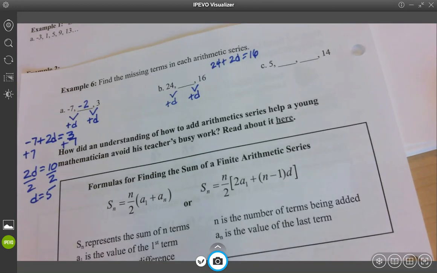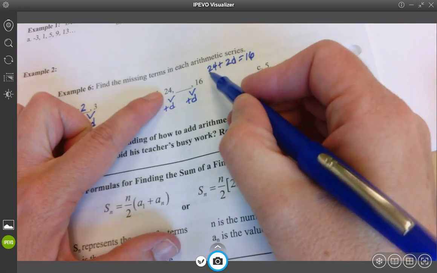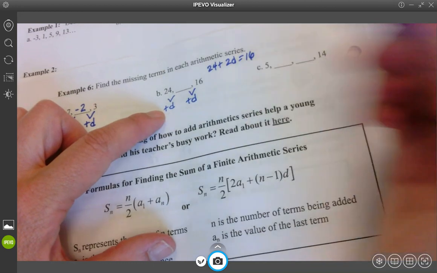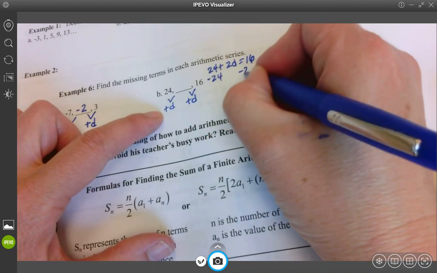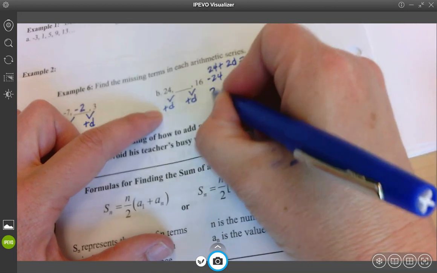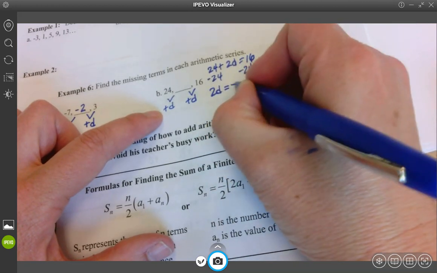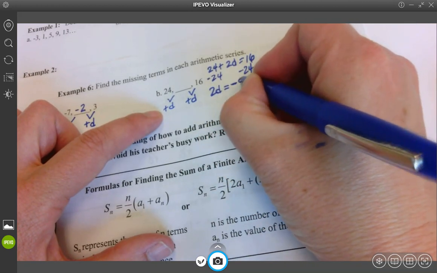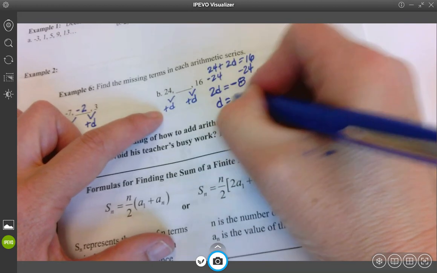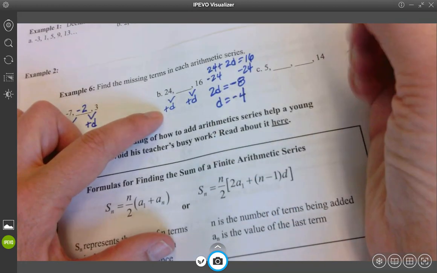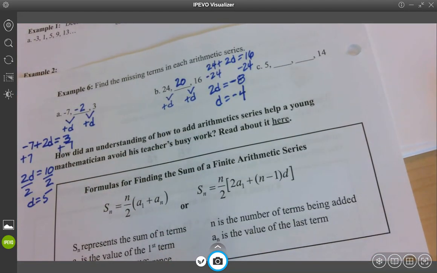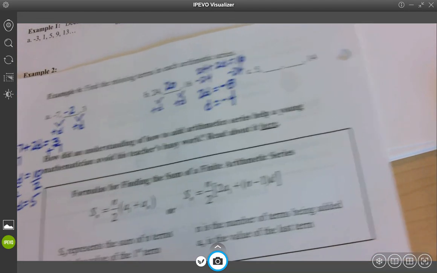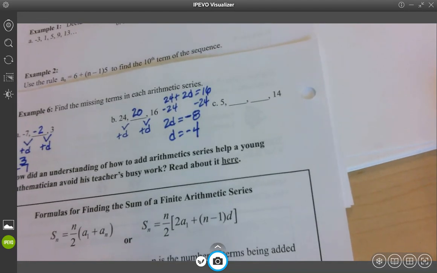Here we go. In this one, we started with 24. We added D twice to get to 16. So I can subtract the 24, and I get 2D equals negative 8. Is that right? Yeah, negative 8. So then D equals negative 4. So if I add negative 4, my next one is 20. Everybody okay with that?